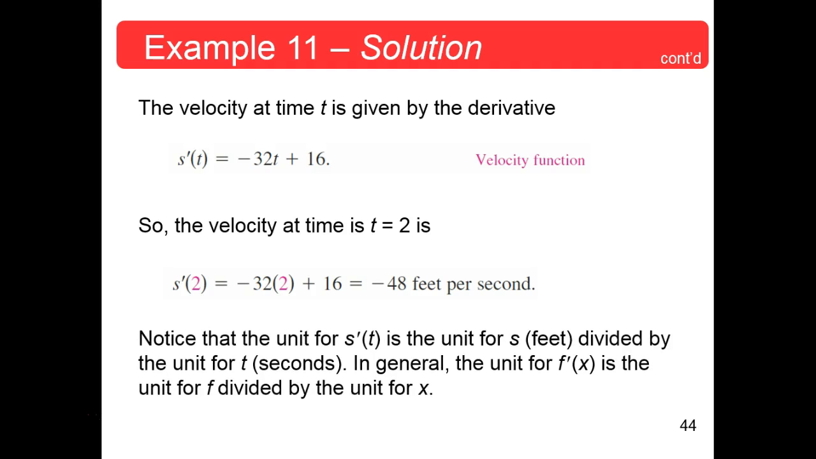Notice that the unit for s prime of t is the unit for s of t, feet, divided by the unit for t, seconds. In general, the unit for f prime of x is the unit for f divided by the unit for x. Because think what the s prime stands for. S prime in this case is ds/dt. That would be the units for s, feet, divided by the units for t, seconds: feet per second.